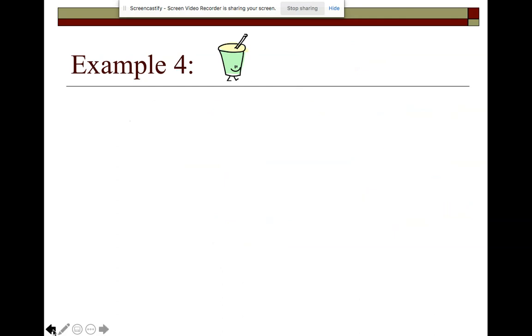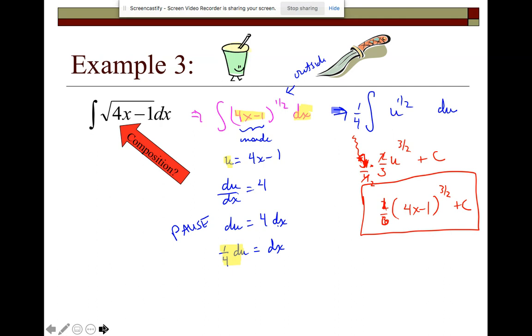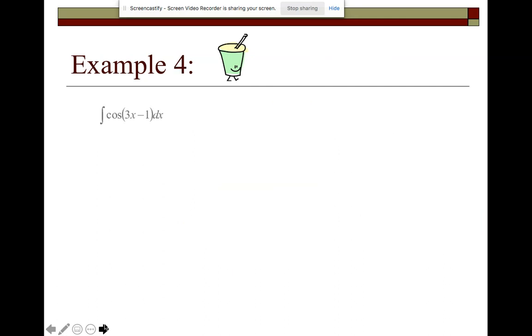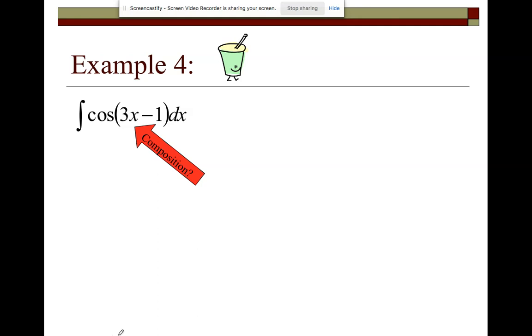Hey, didn't I just call that example 4? Oh, no, that was example 3. Okay, here's example 4. You ready? Composition. 3x minus 1 has been shoved inside of cosine. So this time, my inside function is 3x minus 1. Who's my outside function, though? Cosine, right? Do you see what I mean by that? 3x minus 1 is a linear function that has been composed inside of cosine.